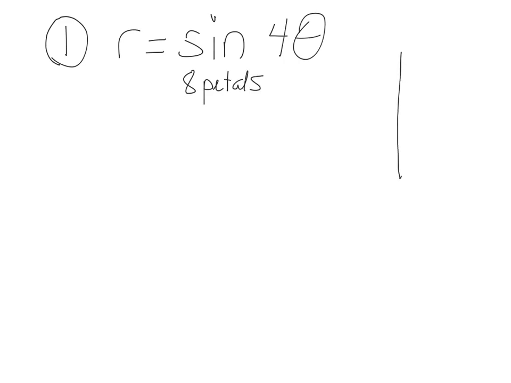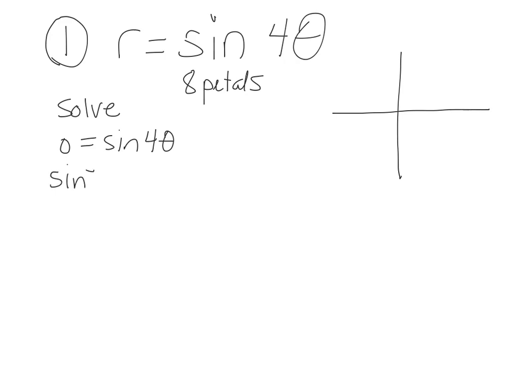If we were to graph it, well, we could look to see when the radius is 0 by solving 0 equals the sine of 4 theta. So to solve for theta, you do the inverse sine of 0 equals 4 theta. Do the inverse sine on both sides to cancel that sine.